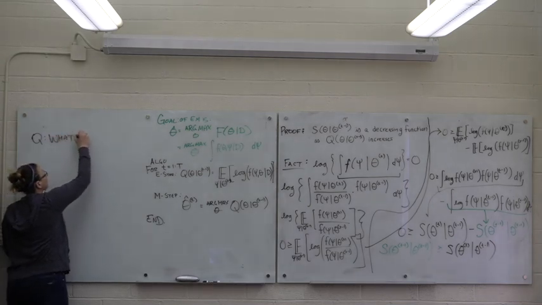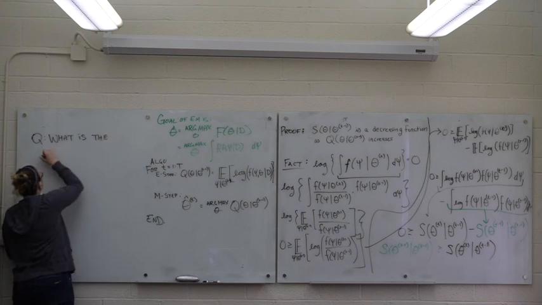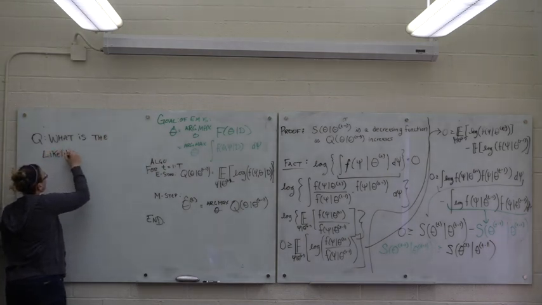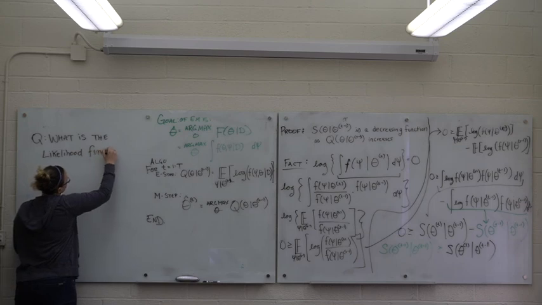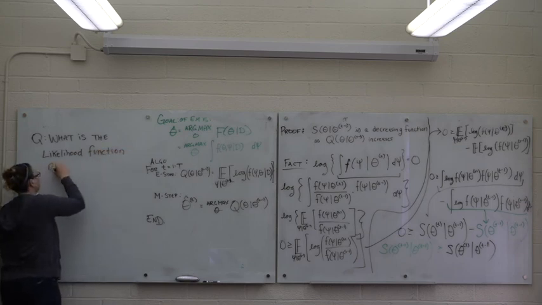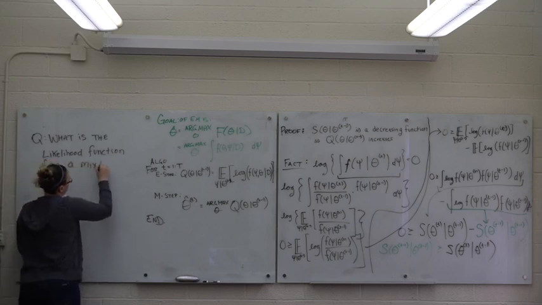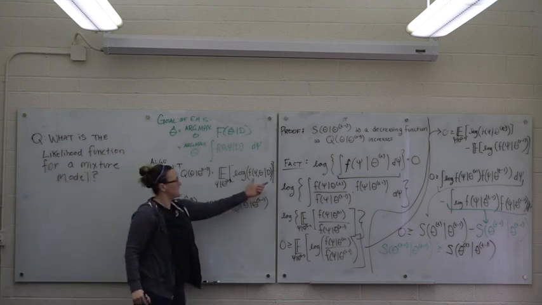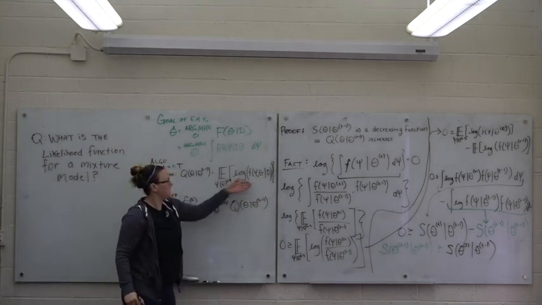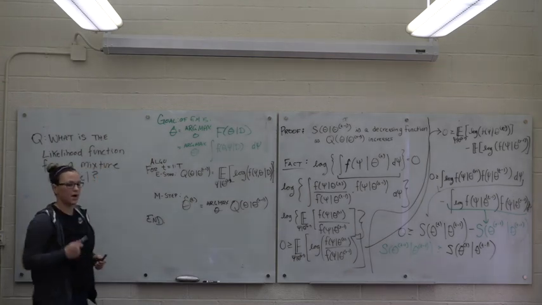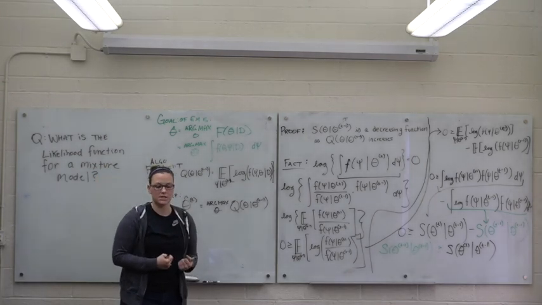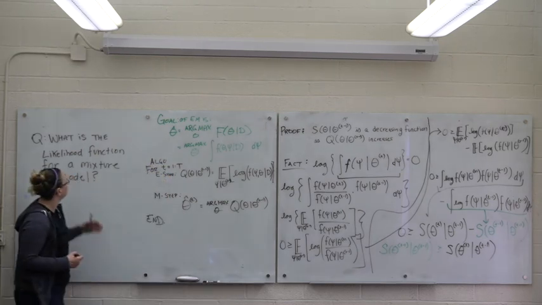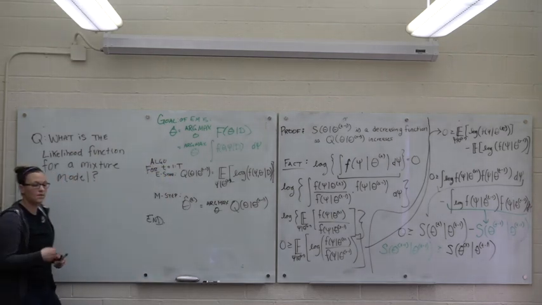what is the likelihood function for a mixture model? Because we're going to need it right here, and then take the logs, take the expectation. But if we can't derive the correct likelihood, we're going to be stuck there. So I just want you guys to think about this over the weekend. Try to derive it yourself.